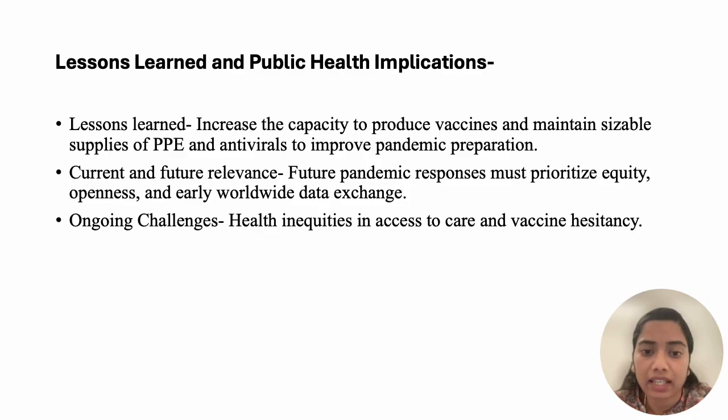Coming to lessons learned and public health implications, increase the capacity to produce vaccines and maintain sizable supplies of personal protective equipment and antivirals to improve pandemic preparation because there were many cases and they were running low of antivirals and PPEs. Also, there were differences in the vaccine availability for the minority groups.